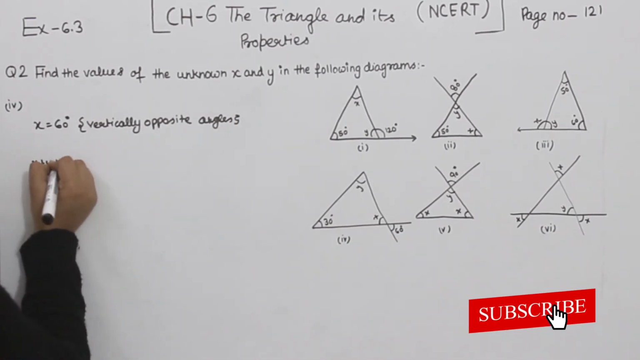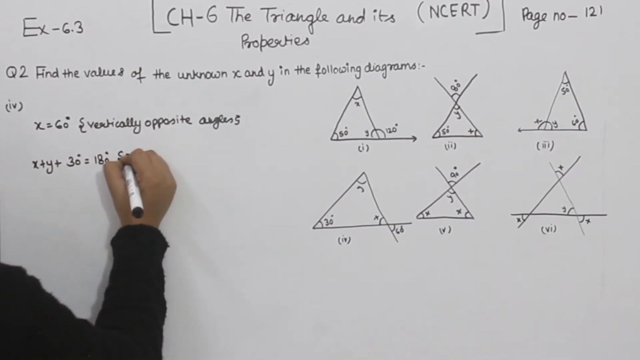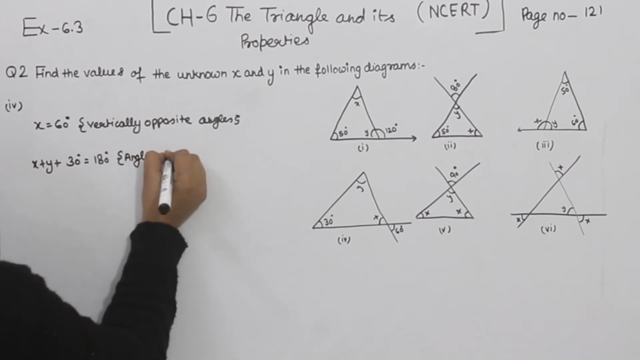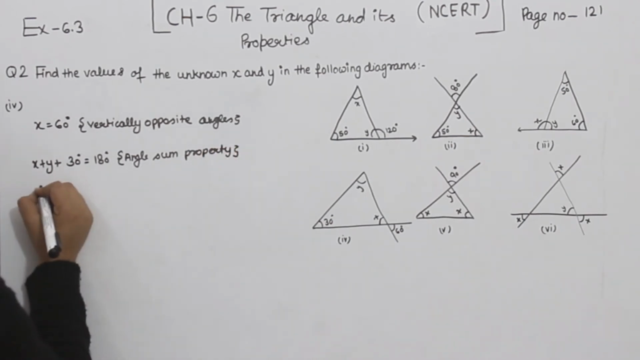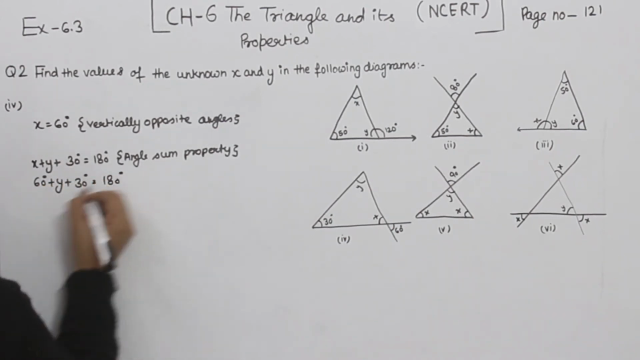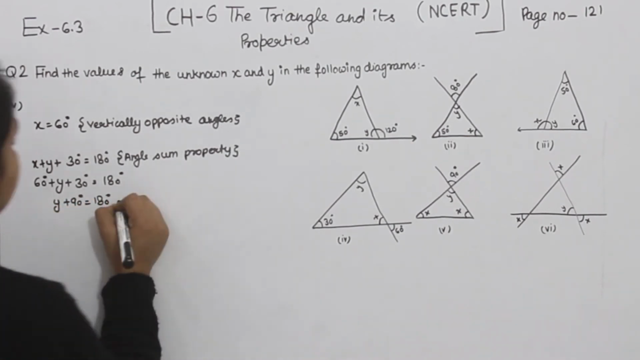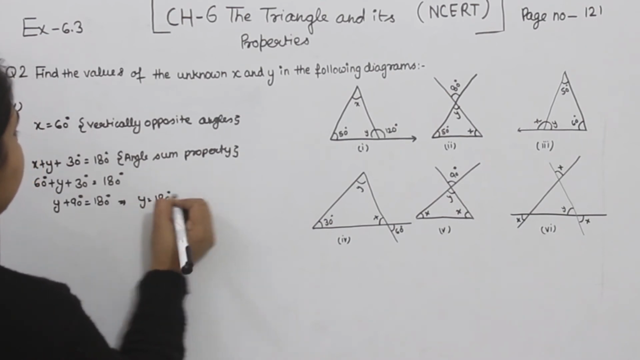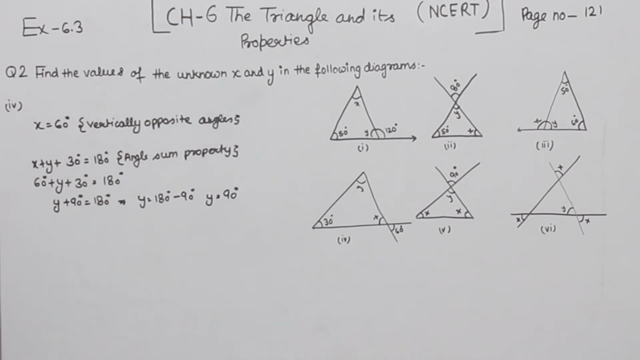Now x plus y plus 30 degree is equal to 180 with the angle sum property. Now we know that the value of x is equal to 60 degree. 60 plus y plus 30 degree is equal to 180 degree. Y plus 90 degree is equal to 180 degree. Now y is equal to 180 minus 90, y is equal to 90 degree. So the value of x is equal to 60 and the value of y is equal to 90 degree.